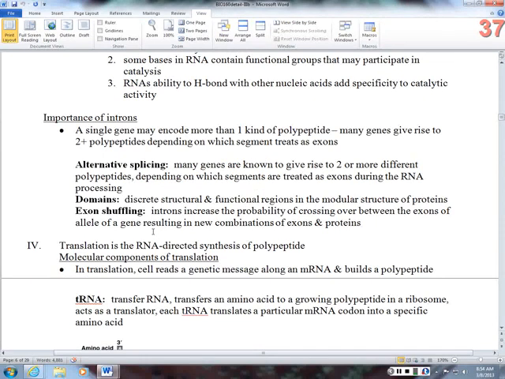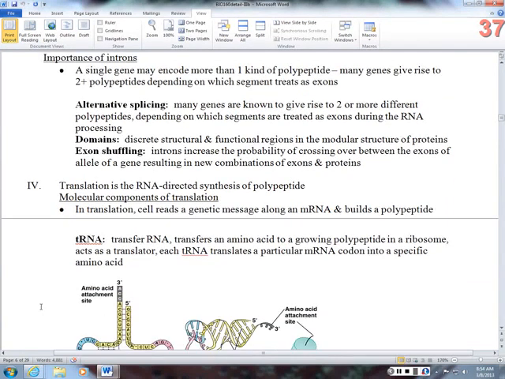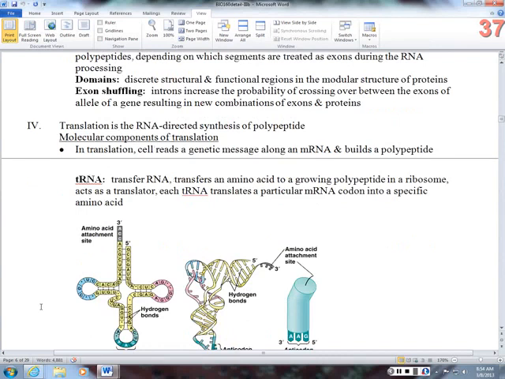So exon shuffling, this is going to allow the introns to increase the probability of crossing over between the exons of the allele. So you can actually have crossing over of the little sections within the gene. So you don't just get crossing over on a bigger scale of a whole gene or multiple genes moving on a chromosome. You can have crossing over of this stuff within the gene to give more combinations of exons and proteins.